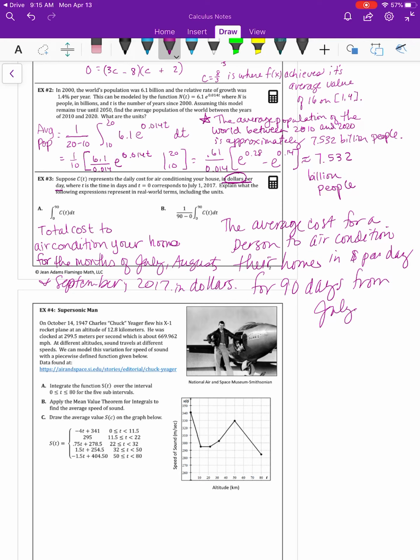1.5 divided by 2 times 50 squared plus 254.5 times 50, minus 1.5 divided by 2 times 32 squared plus, oh my gosh, 254.5 times 32, and put that one in your calculator, and you should get 5688.